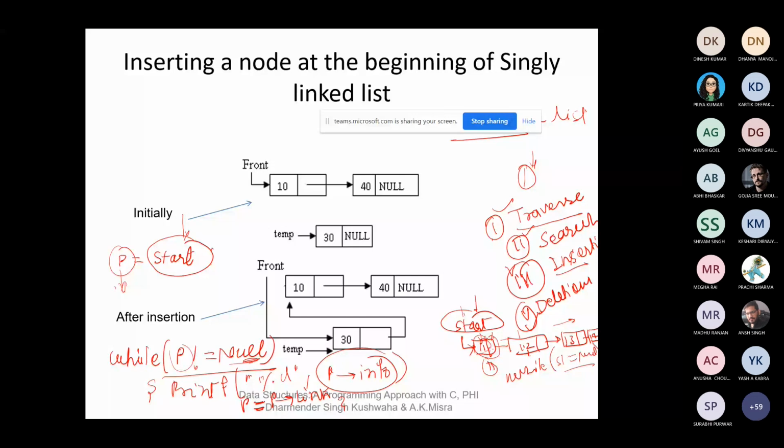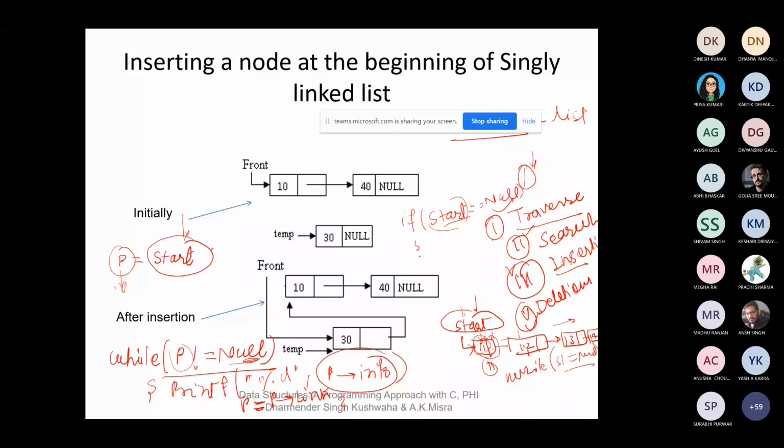So we don't require any other pointer to start traversing the list because the list is already empty. So we just have to write if start equal to null. Start is pointing to the first node but the list is empty, meaning it contains the address null value. So we can just print the value: list is empty.